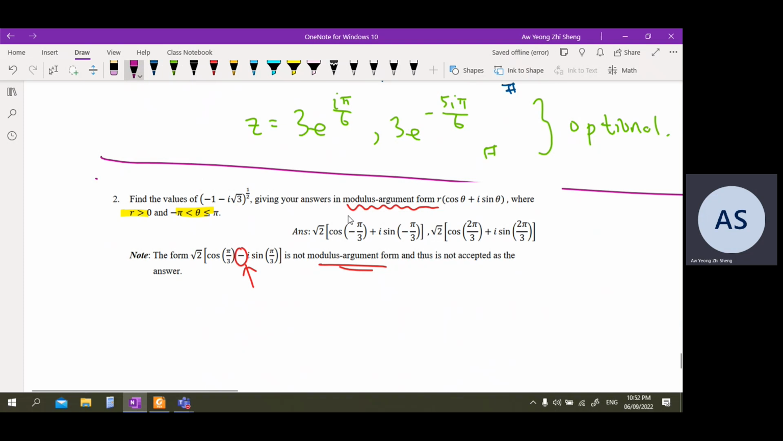Now, since they want our answer in modulus argument form, they have this thing power 1/2, which is the same as square root. Power 1/2 means to find the square root. So this question is actually asking to find the square root of -1 minus i root 3. Yeah, it's actually asking for this.